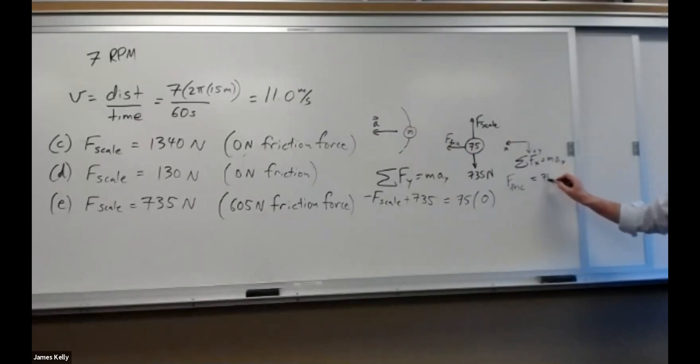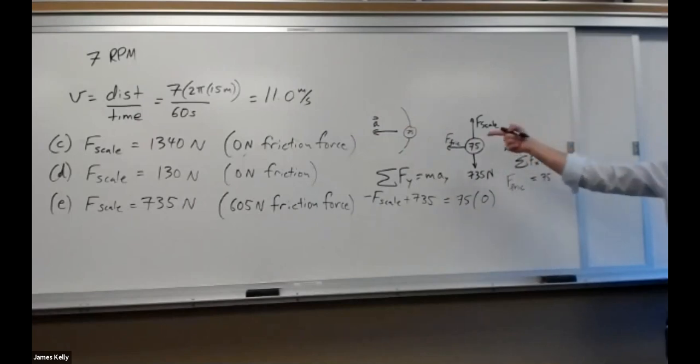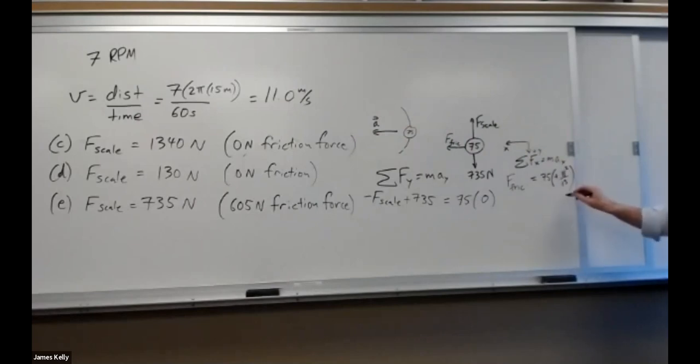That's equal to the mass of the rider. And in this case, with my chosen direction for x, A's x component is positive. 11 squared over 15, again, is the acceleration. Uniform circular motion, that's how fast you're accelerating toward the center of the circle. And that's how I computed that 605 Newton friction force, presumably.